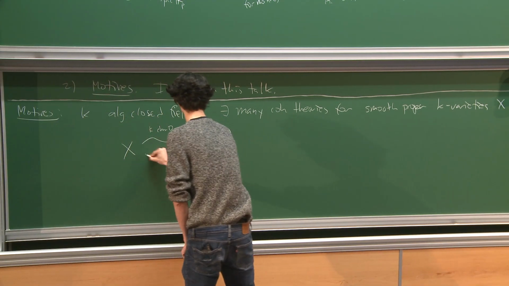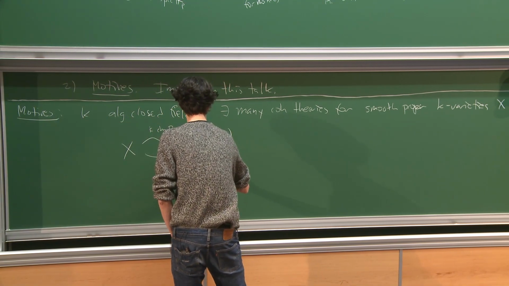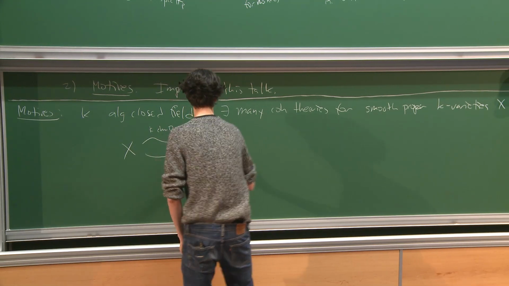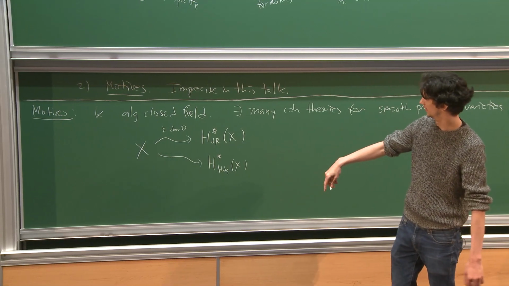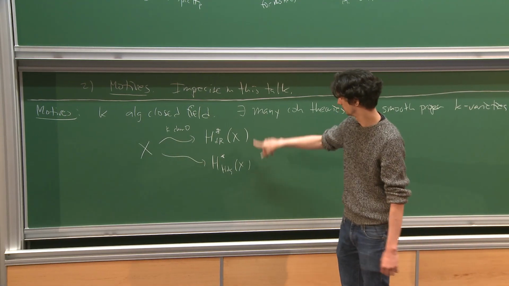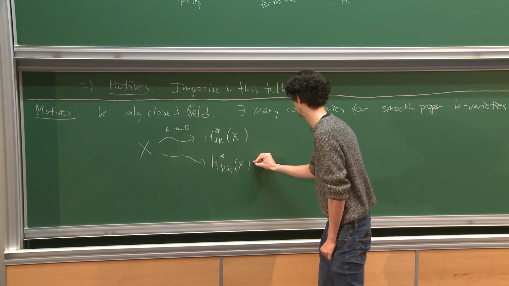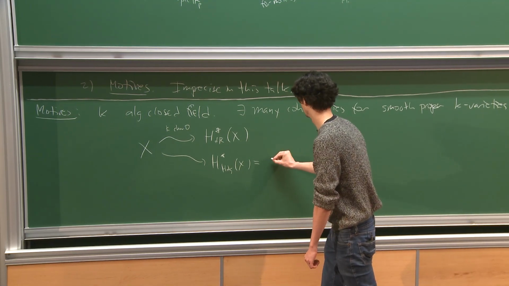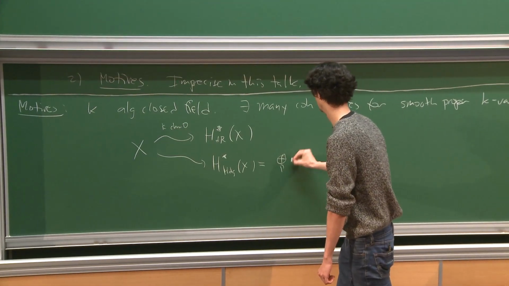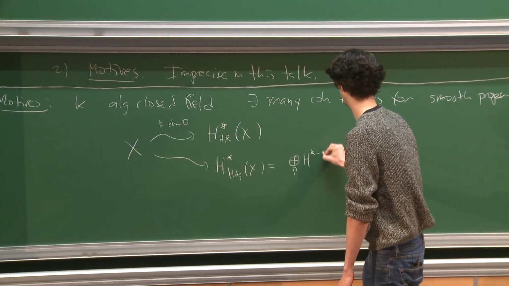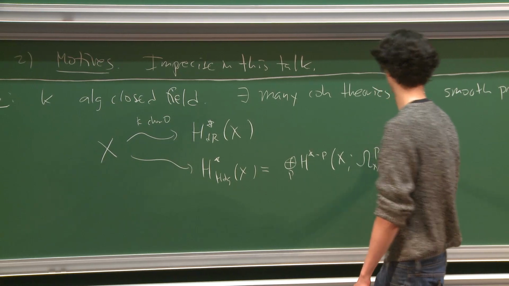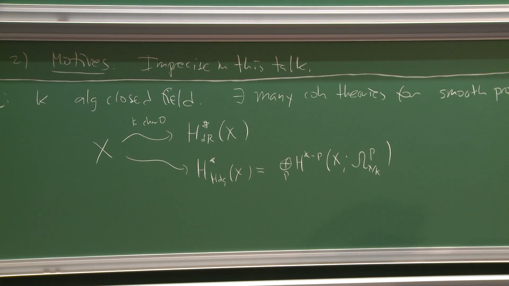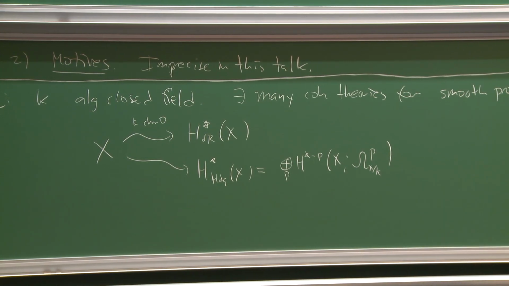And you also have a closely related thing called Hodge cohomology, which is the associated graded for a filtration on de Rham cohomology. It's actually this one that's going to be more important for us, so I won't even recall what this is, but this is just the direct sum over P of H^(star minus P) of X with the P-forms on X. So it's a graded vector space over the base field.